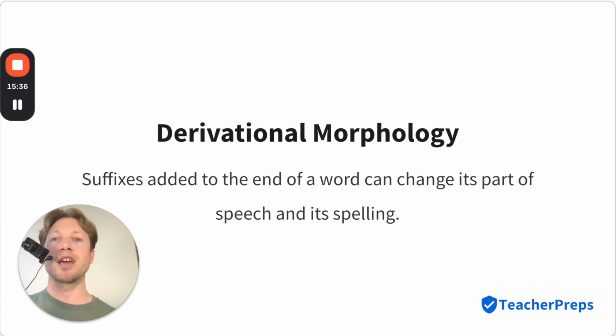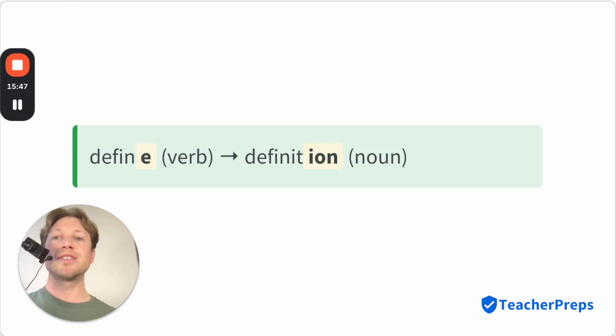You just put them together, which is nice. Suffixes, on the other hand, are added to the end of a word and can change its function and also sometimes its spelling. And these are sometimes known as derivational morphology. So, for example, the verb define becomes the noun definition. Notice here how the E is dropped and then that ITION is added.